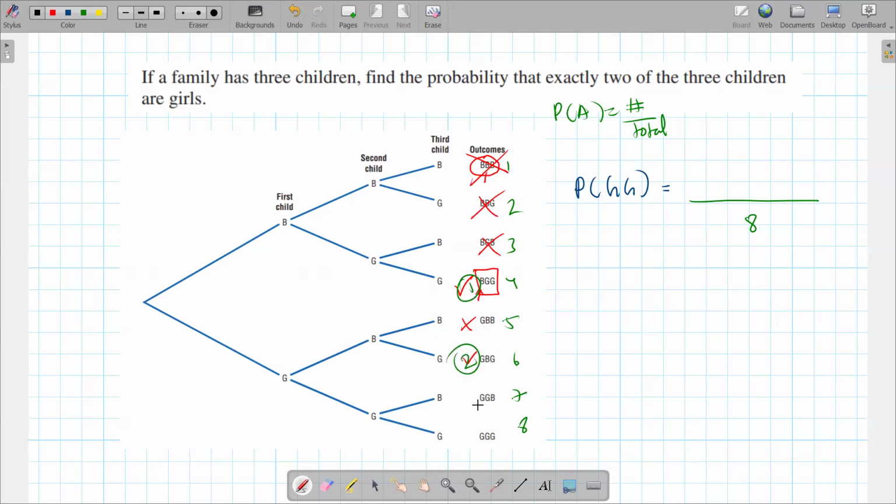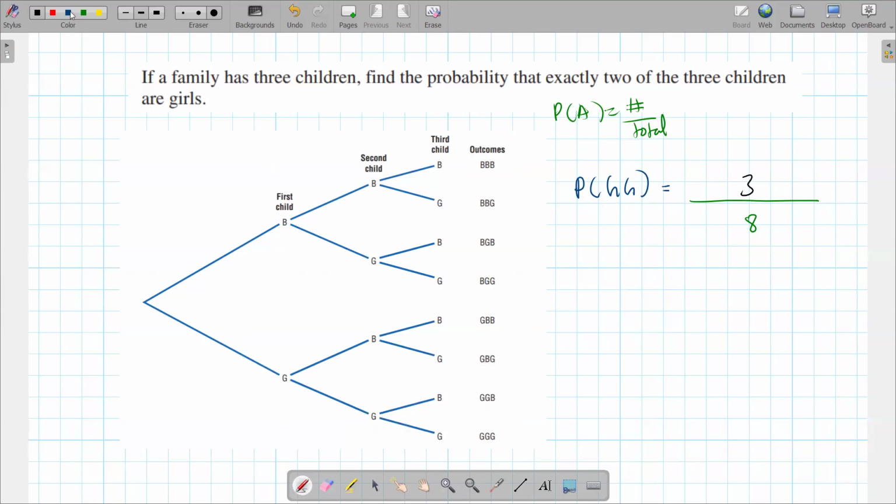GGB, what about this one? Yeah, that's two girls. So that's going to be our number 3. What about the last one? No, that's all 3 girls. So there are only 3 outcomes with 2 girls, so the answer is going to be 3 over 8. Two of the three children are girls, because there are only 3 outcomes here where there are exactly 2 girls.